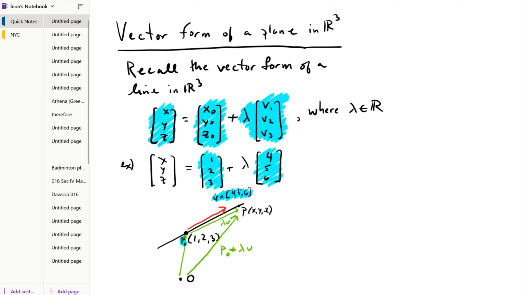And when we add the two, although (1, 2, 3) is a point, we can associate that point to a vector starting at the origin, which is here, ending at p0. And then with that, we add lambda v. So the sum of those two vectors gives us a vector starting at the origin but ending at a point that's on the line. So that's how we get p0 plus lambda v. That's equal to p.